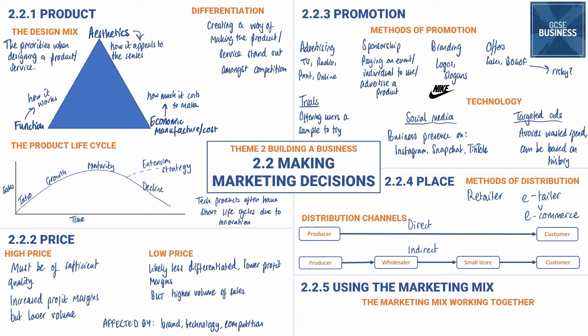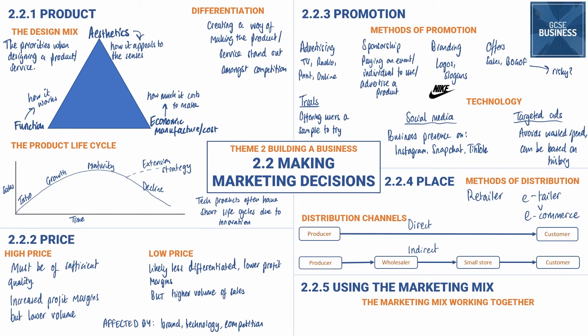The alternative is to use an indirect channel, where we go producer to wholesaler, wholesaler to small store to customer, as an example. You could skip the wholesaler in some businesses. So why do businesses use this indirect channel if they could make all the money themselves? Well, actually, it's a lot of work, and it might cost more to put together all of those things than it would to just let someone else make the little bit of profit who's already got those systems set up.